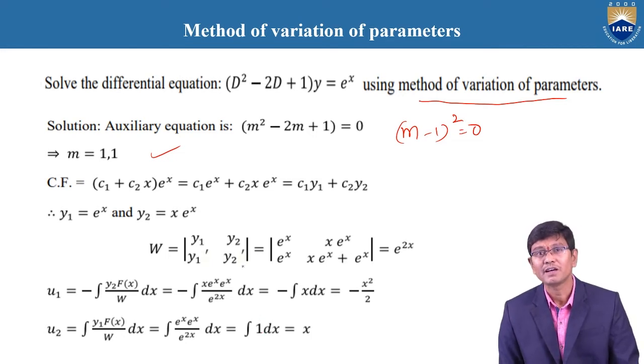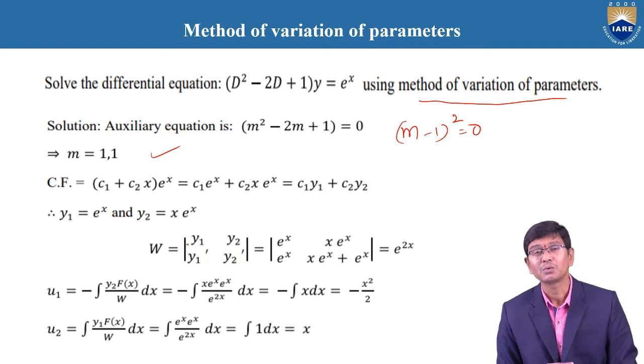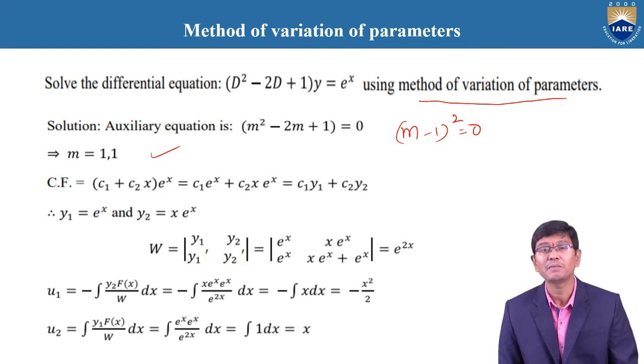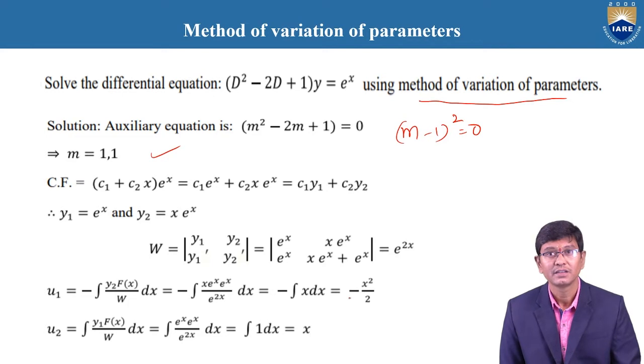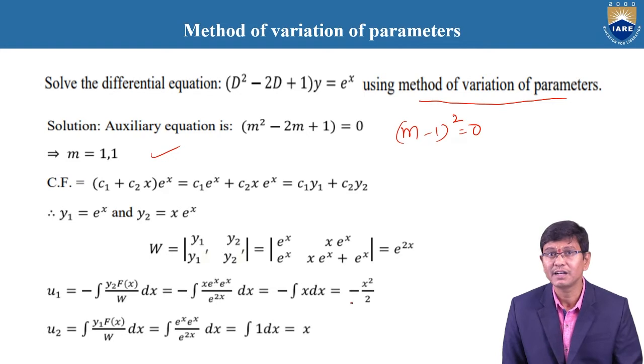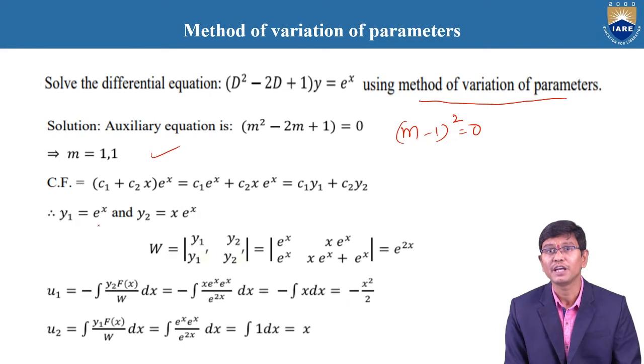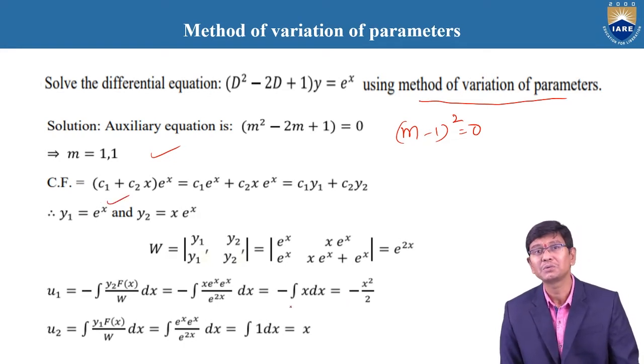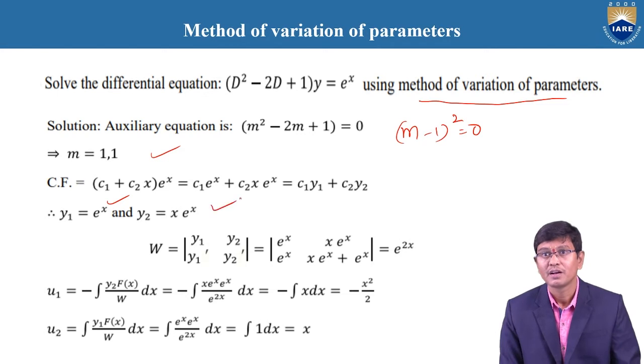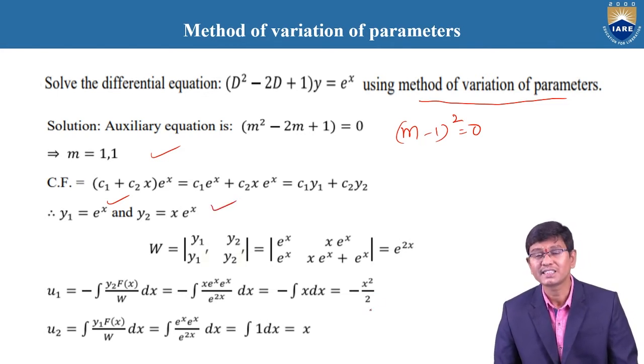Observing here, the roots of the given differential equation are repeated, which is case 2. You assume c1 plus c2 x into e power x. Therefore, c1 e power x plus c2 x e power x. Comparing with c1 y1 plus c2 y2, here y1 is equal to e power x and y2 is equal to x into e power x. Now we need to find the Wronskian value.